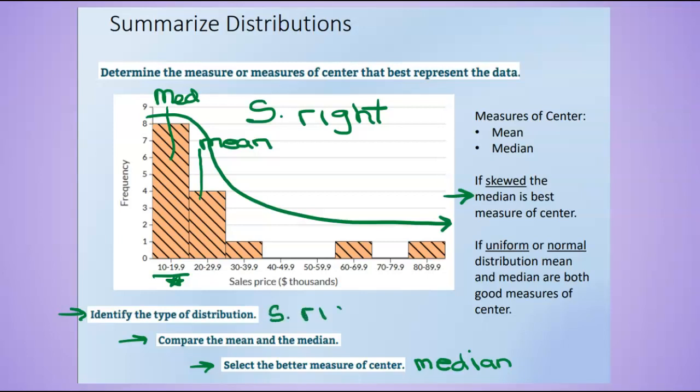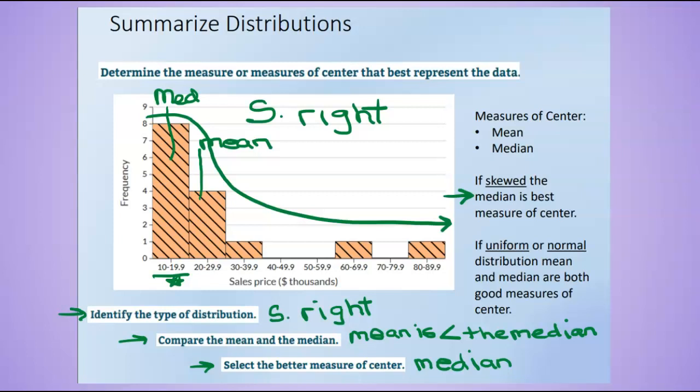And you kind of have to make your mind up. This is a lot of inferring. Compare the mean and the median. The mean is, I'm going to use the less than the median. So our median is our best measure of center.